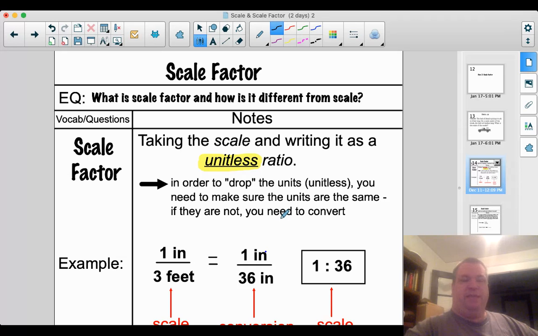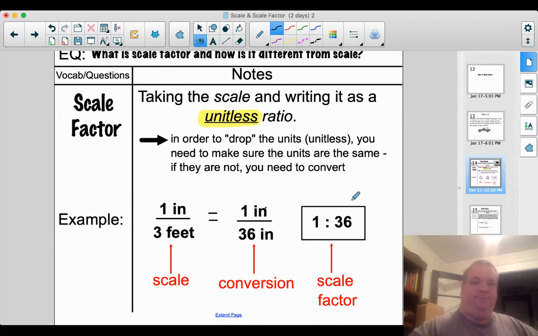When we were doing scale, remember units were very important. We had something like 1 inch equals 2.5 feet, or 1 centimeter equals 3.5 miles, something like that. So it was inches to feet, inches to miles, whatever it was. But with scale factor, we want to write it as a unitless ratio. In order to make it unitless and drop the units, what we need to do is make sure the units are the same. If they're not, we need to convert.